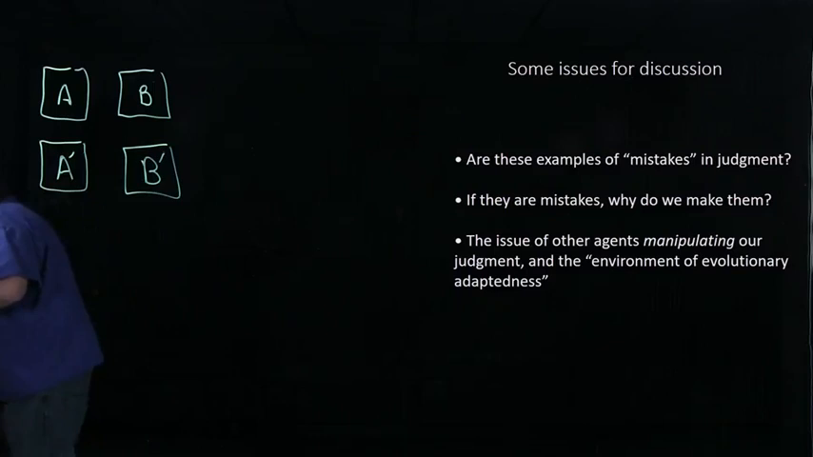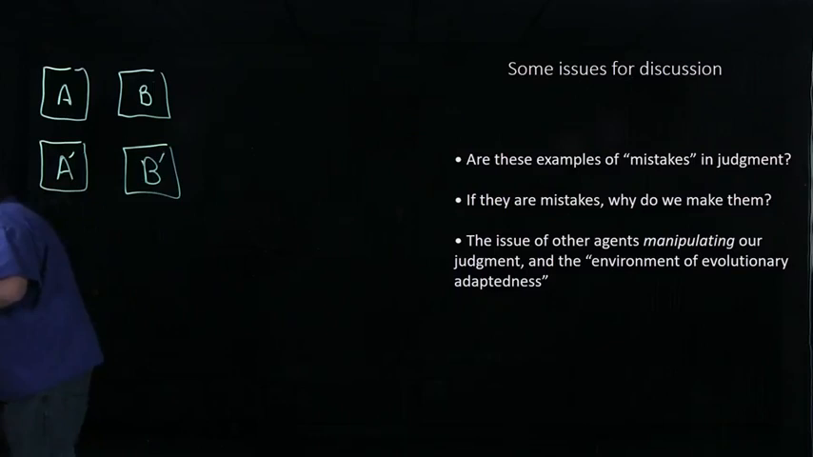Here is the experiment. People are given 4 cards, and I've represented the 4 cards here in the slide. They are told that on one side of the card is a letter, and on the other side of the card is a number. And then you are given a rule which your job is to test.